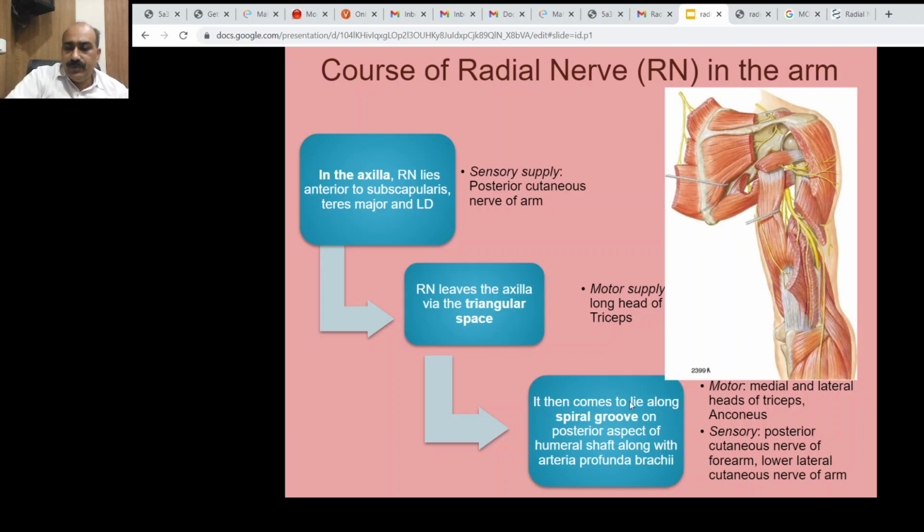It then comes to lie along the spiral groove on the posterior aspect of the humerus shaft along with profunda brachii artery. It gives motor supply to the medial and lateral head of triceps and sensory supply to the posterior part of the forearm and lower lateral part of the arm.